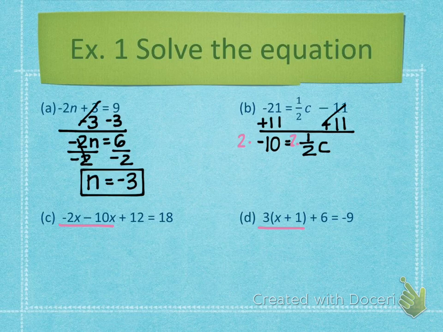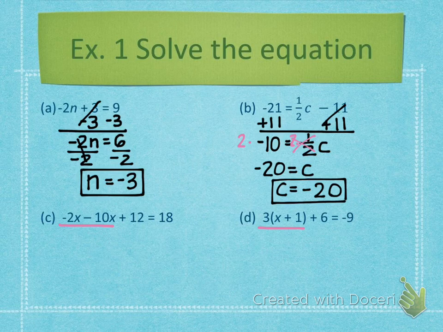All right? Remember when we multiply a number and its reciprocal, it cancels out and equals just 1. So we only have to bring down the equals C. What is 2 times negative 10? Negative 20. And remember, we always want the variable first. So we're just going to flip it and write C equals negative 20. All right, great job. Any questions so far?